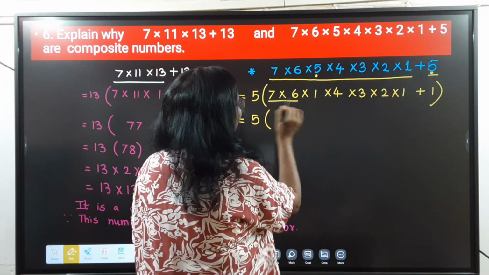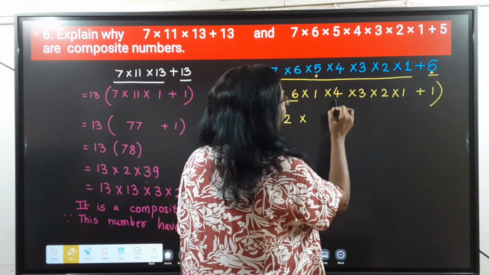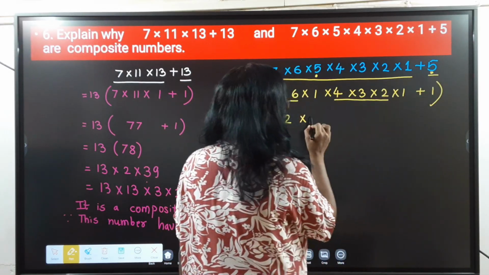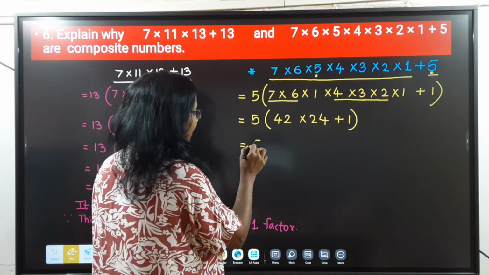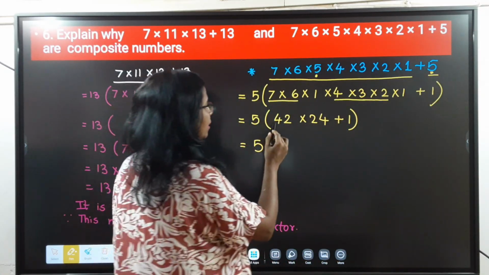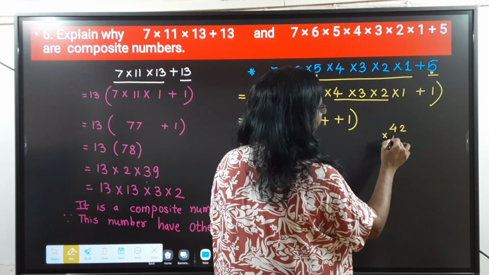So here 7 times 6 is 42. Okay, then multiply here 4 times 3 is 12, 12 times 2 is 24. Okay, and then plus 1 here. So now here 5 in the bracket, that means here 42 multiplied by 24 plus 1.